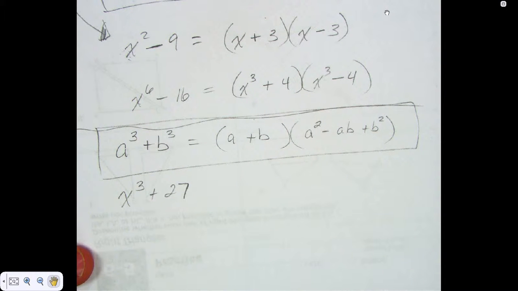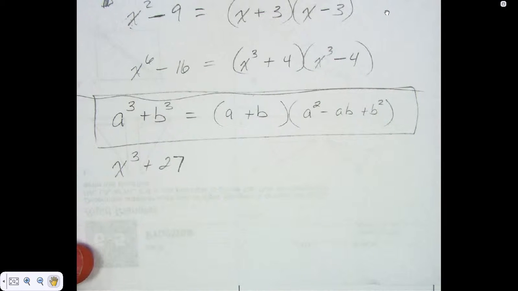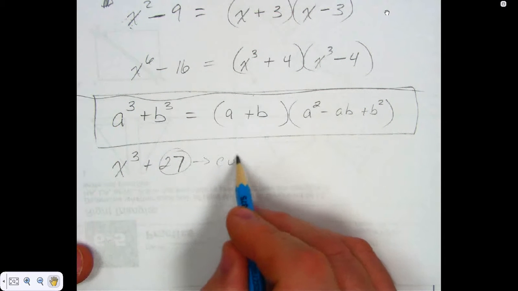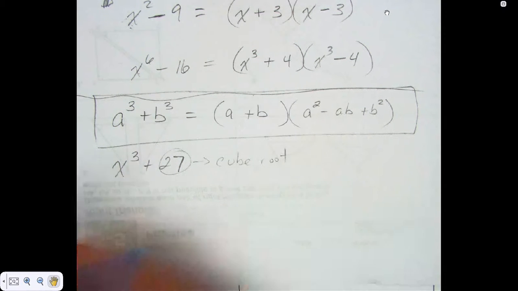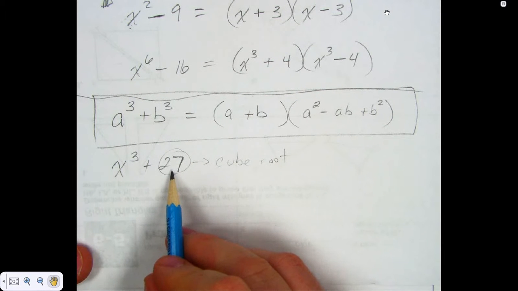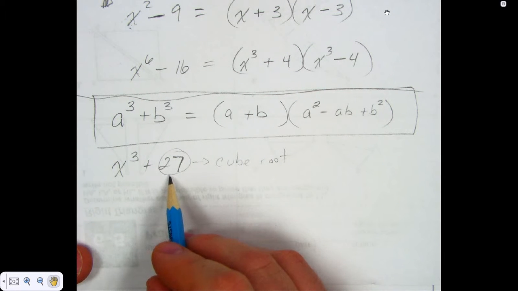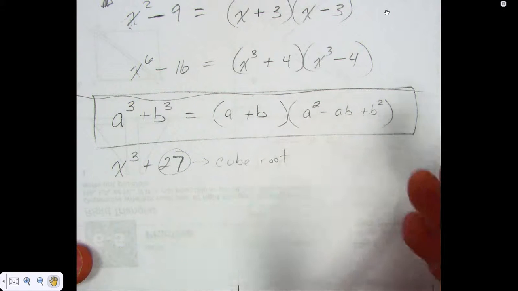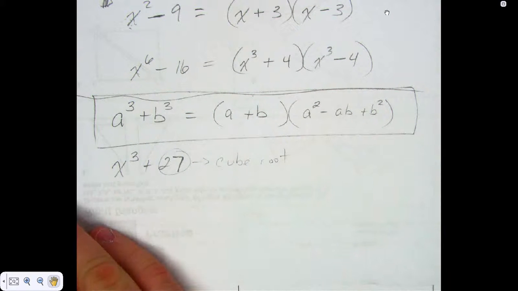Here's the thing sometimes, though. They're going to give you a number. And for this, you're going to have to find what's called the cube root. The square root was what number could I square and get that. What do you think the cube root is? What number could I cube and get that?